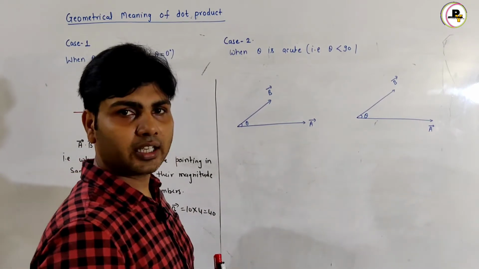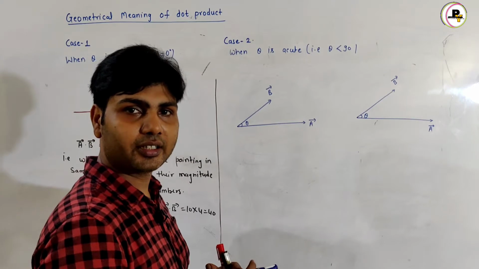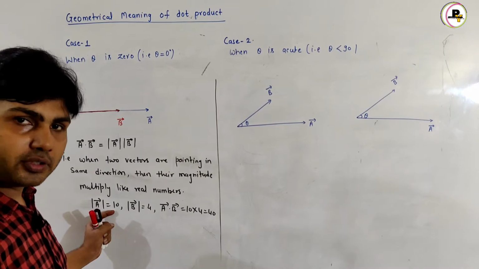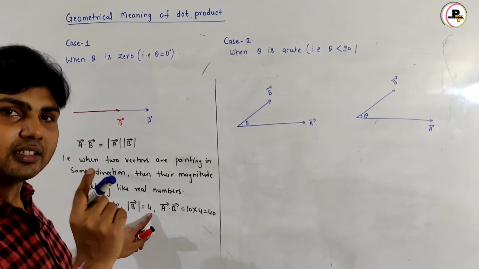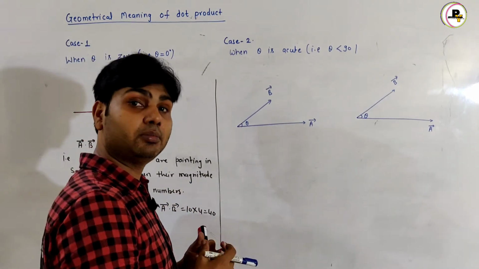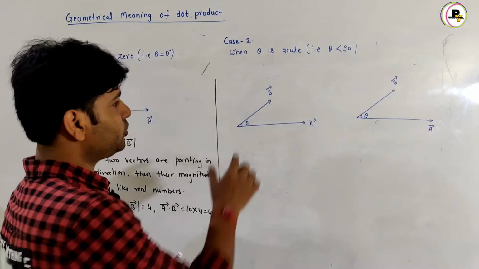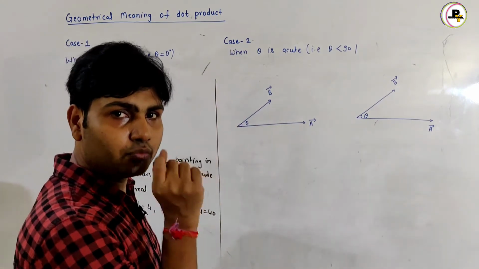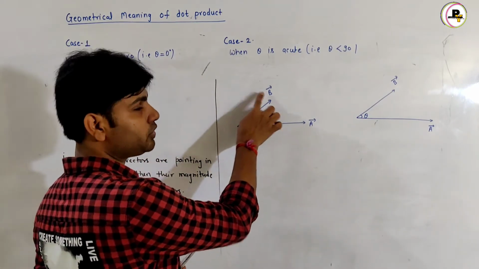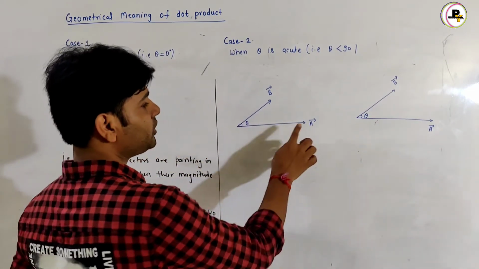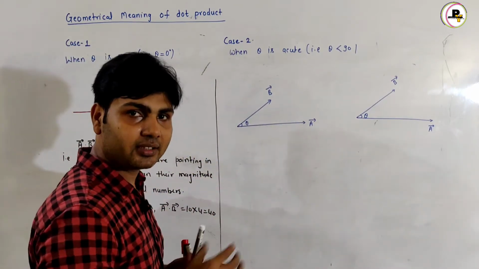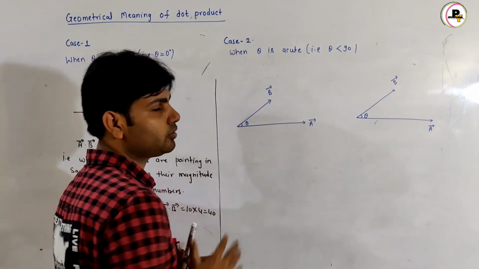In this case, A vector dot B vector is not equal to mod of vector A into mod of vector B, as in the first case. If I take mod of vector A equals 10 and mod of vector B equals 4, then A vector dot B vector will not be equal to 40. It will not be multiplied like the real numbers as in the first case. So in case number 2, I need to take those two vectors which are in the same direction. For that, I need to take the projection of B vector along A vector, or the projection of A vector along B vector. Why? Because if B vector is not in the direction of A vector, then some part of it will be in the direction of A vector.